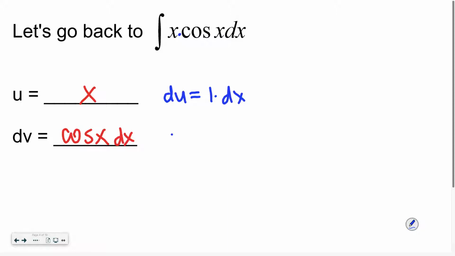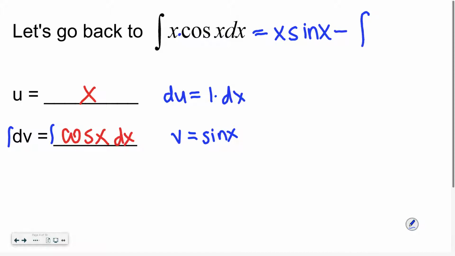To get v, we would have to integrate, and what would v equal? Sine. Don't worry about the plus c right now. So, the integral of u dv equals u times v minus the integral of v du.